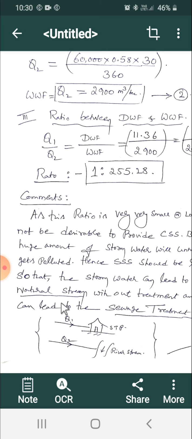See, this is Q1, this is Q2. Q1 will go to the sewage treatment plant, Q2 will go to the river.